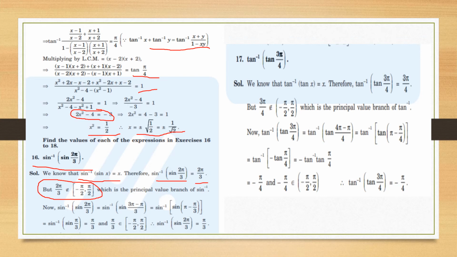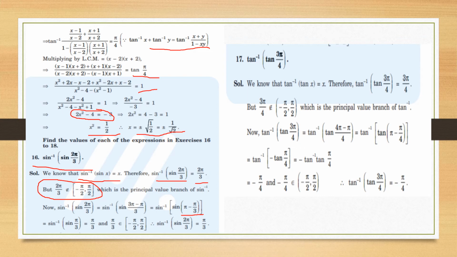So I have to split it. This 2 pi by 3 can be written as pi minus pi by 3, or can be written as sine of pi minus pi by 3, as 3 pi upon 3 is pi, and then it is minus pi by 3.